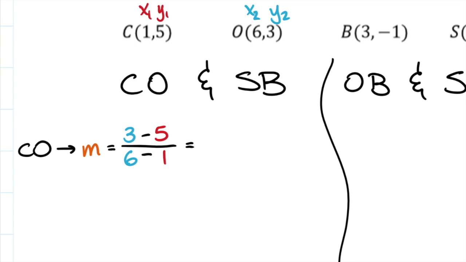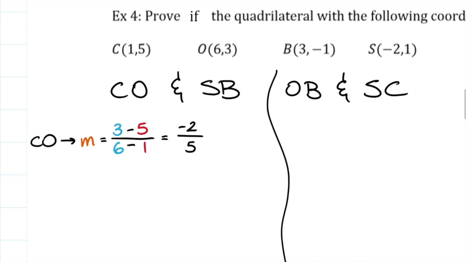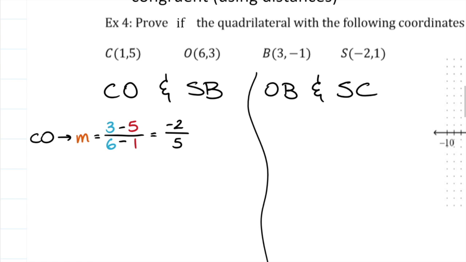So from C to O, we can do 3 minus 5 up top, which is negative 2. 6 minus 1 is 5. So our slope from C to O is negative 2 over 5. Okay. So what we want to do is check and make sure that that works out with SB. So for SB, I'm going to do the same thing.